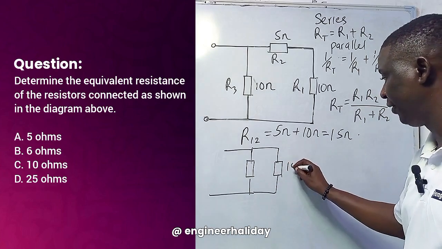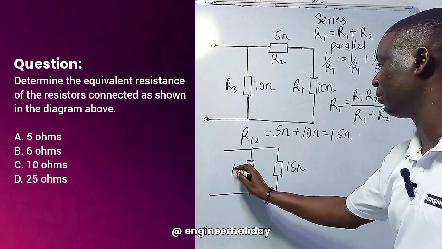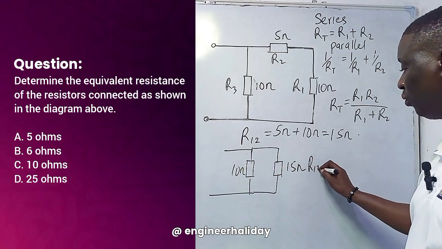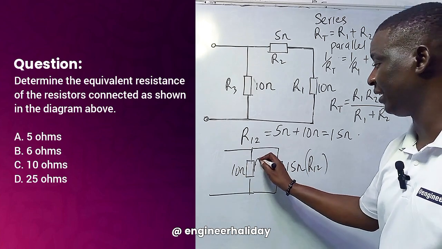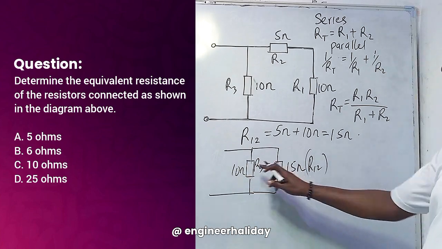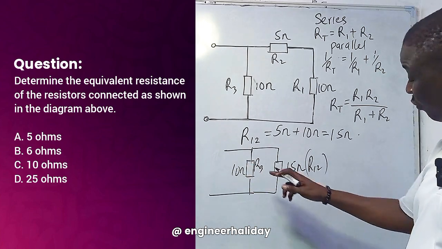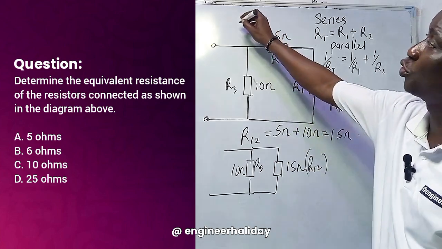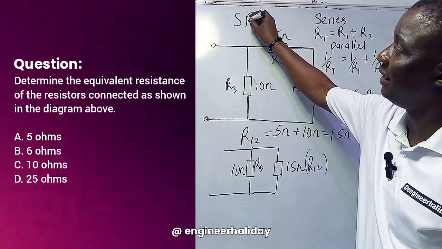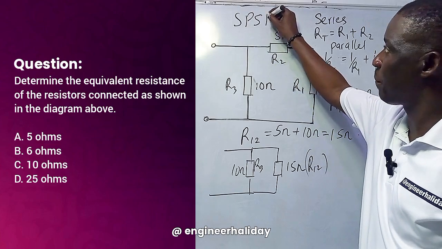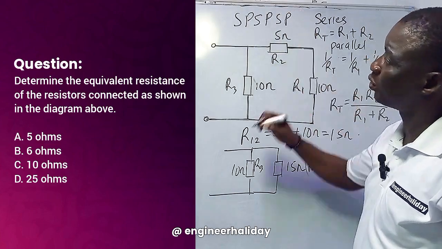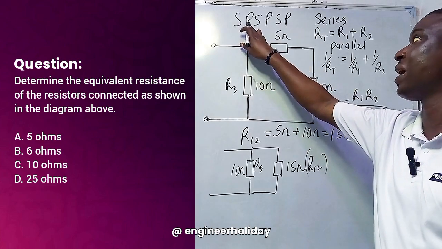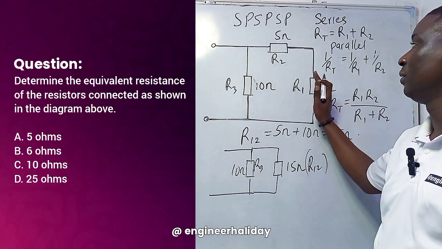So here will now be 15 ohms, and here will now be 10 ohms. So what we are now having, this is R1,2, and this is R3. R3 and R1,2 will now be in parallel. Anytime you solve for series, expect to see parallel. If you solve series, expect parallel, series, parallel. That is what I noticed, especially at this level. So when you solve for series, expect parallel.